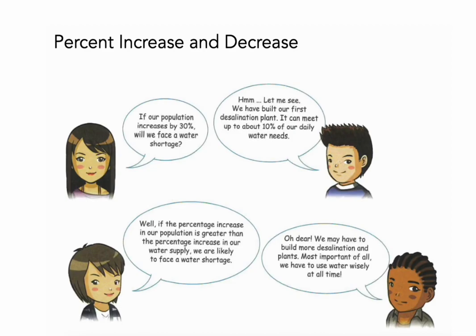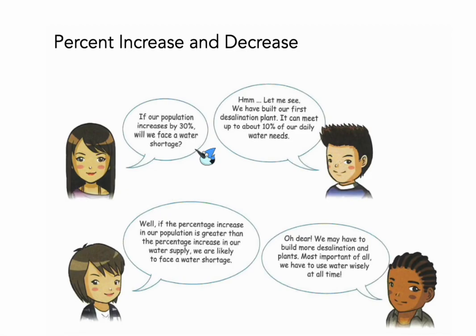So in this little cartoon, they're basically showing you a real life example of when we use percent increase and decrease. So here there's a calculation of population increase versus how much water we have available. If our population increases by 30%, because we keep having more and more people and babies, we still use the same amount of resources. So they have to figure out how to deal with that increased need.